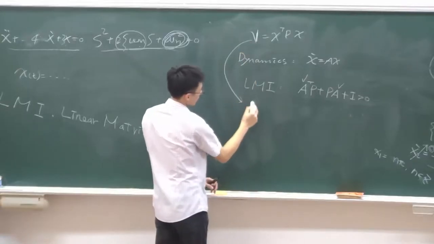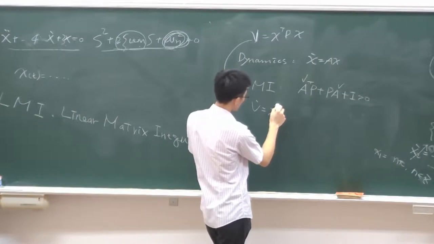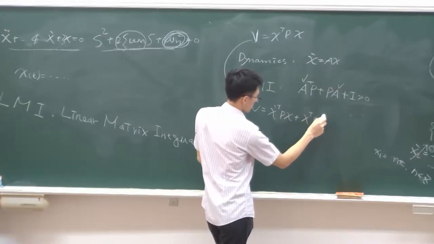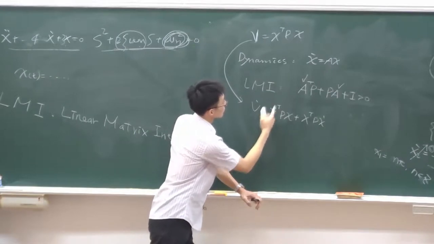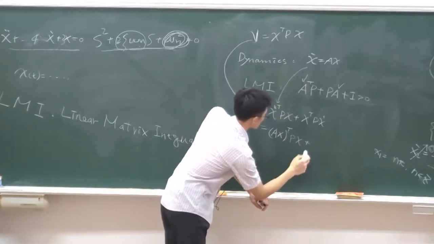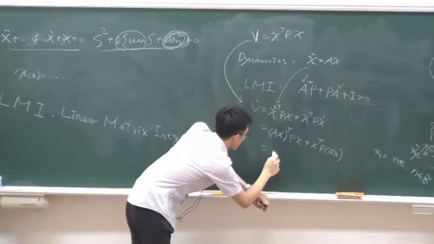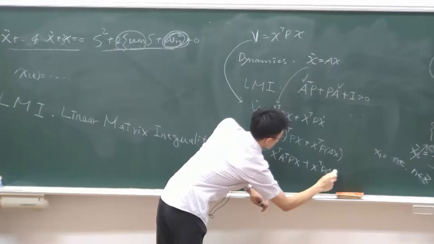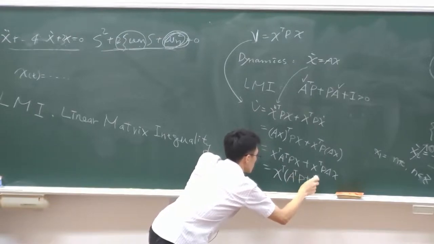Because if you take the time derivative, you get V dot. And what is x dot transpose? It's x transpose A transpose from here. So V dot is x dot transpose P x plus x transpose P x dot, which is x transpose A transpose P x plus x transpose P A x, and that's equal to x transpose (A transpose P plus P A) x.